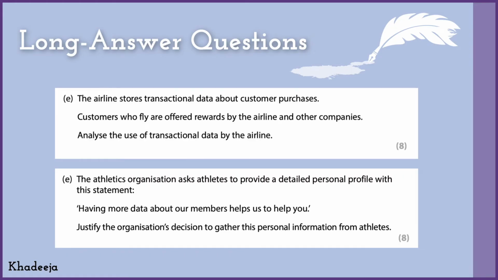Okay, then the second question, the athletics organization asks athletes to provide a detailed personal profile with this statement: having more data about our members helps us to help you. Justify the organization's decision to gather this personal information from athletes. So this is all about privacy, personal information, and the rights of online users. And you have to be well versed in all the topics of ICT to be able to write such long answer questions. Okay, so anyway, these are some examples.